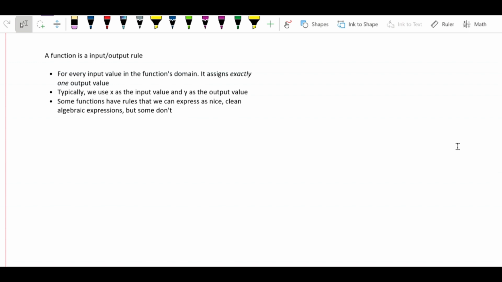We can think of a function as an input-output rule. What the function does is for every input value in the function's domain, it assigns exactly one output value. In the functions that you're used to, we're typically going to use x as the input value and y as the output value. It's a common misconception that a function is necessarily a very clean algebraic rule, but that's not always the case. Let me show you what I mean.